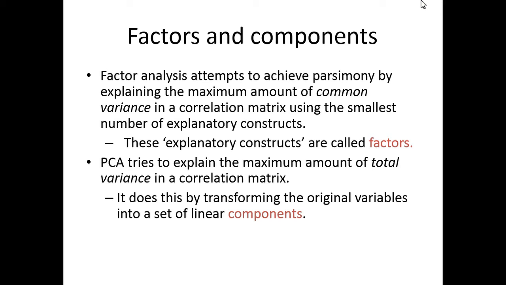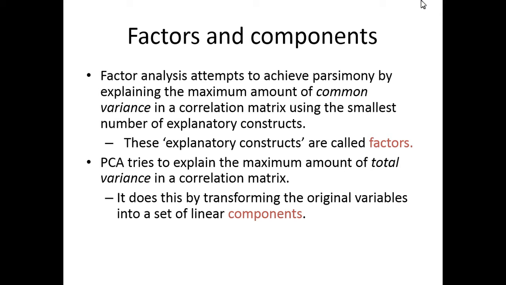Common variance is overlapping variance, so this is R squared. So we're trying to interpret R squared for different questions, items. PCA, so principal component analysis, tries to explain total variance. So it's trying to explain R squared and the error in a correlation matrix. And that is the biggest distinction between the two.